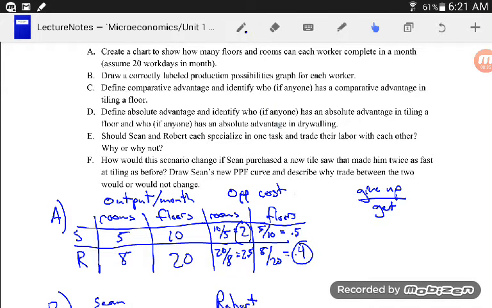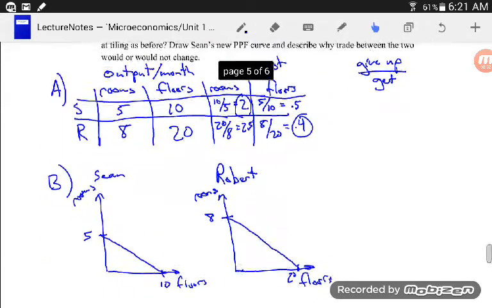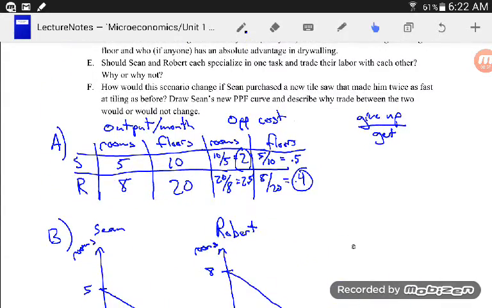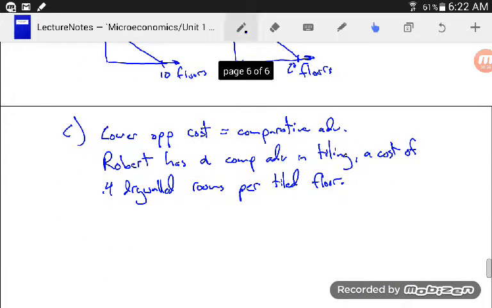Define absolute advantage, right, and identify who has absolute advantage in tiling and who has absolute advantage in drywalling. In that case, Robert, clearly he can produce more. Robert has an absolute advantage in both. So define it.